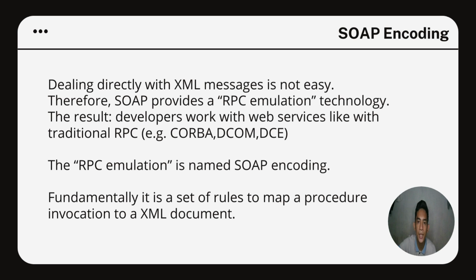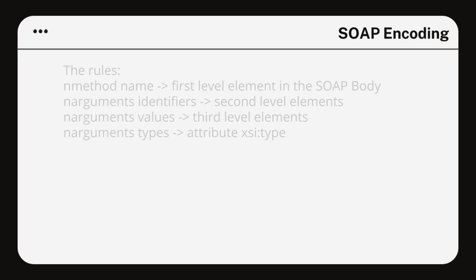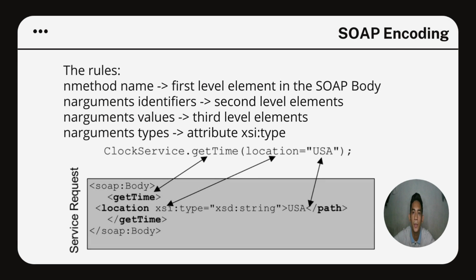RPC is an inter-process communication technology that allows a computer process to cause a subroutine or procedure to execute in another address space. As you can see, we have an example of a service request. According to the rules of SOAP encoding, the first level in the SOAP body is the method name. The getTime is the argument identifier. The argument values are found in the third level element, and the location equals USA. And the argument type is found in the attribute xsi:type.